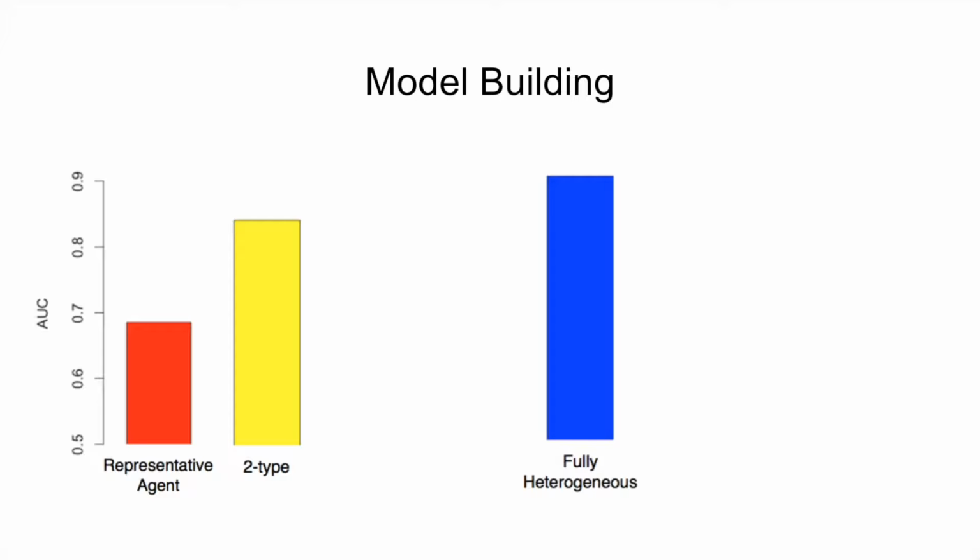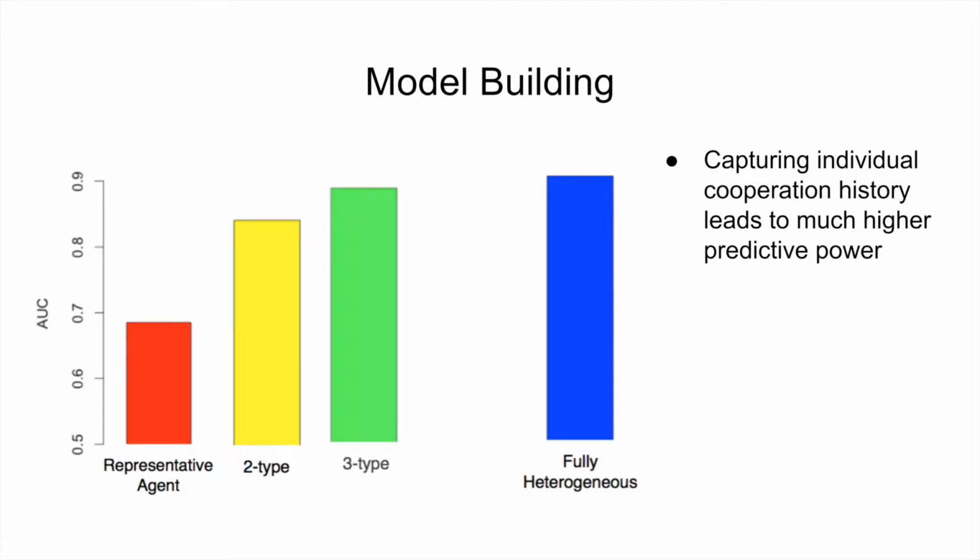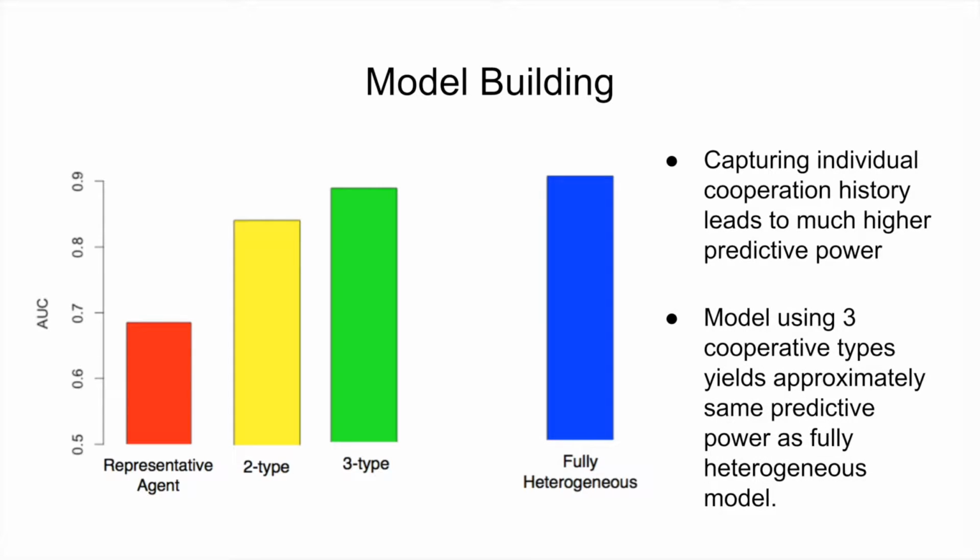And so as you can see, you get a large bump over the representative agent model by introducing this 2-type framework. And when you do that, this indicates that capturing individual cooperation history leads to much higher predictive power. You get a huge bump up. Then when we go to 3 types, we also get another increase over that. You can see here that the 3-type model is basically as good as the fully heterogeneous model.